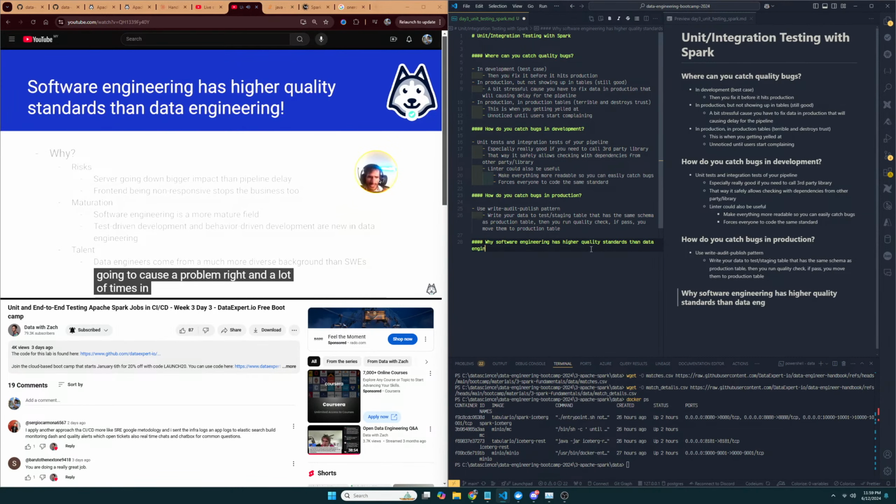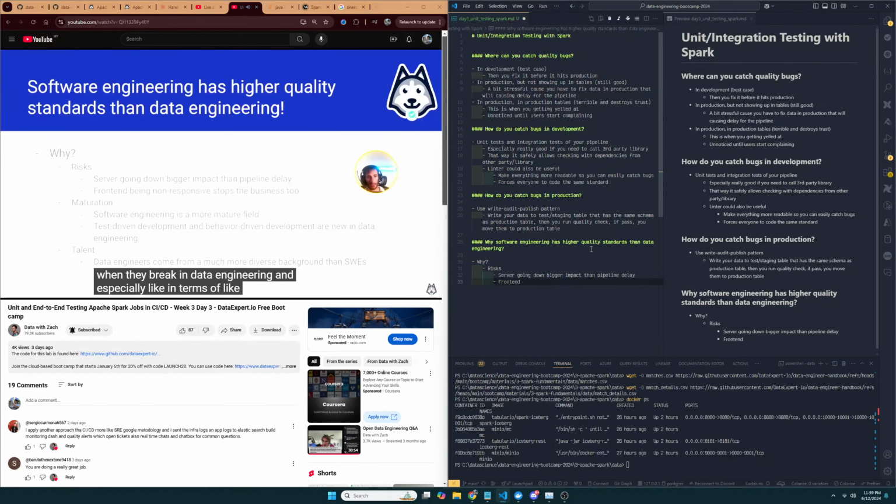And a lot of times in data, it's okay if things break, even for a day or two, because you can just use stale data, or data that's a little bit older. The consequences when things break in software engineering are generally an order of magnitude or two higher than the consequences when they break in data engineering.